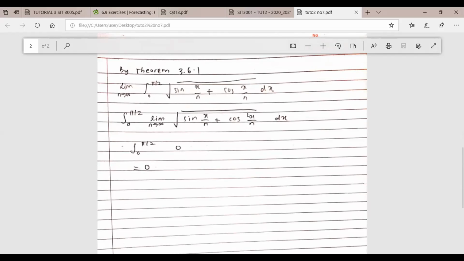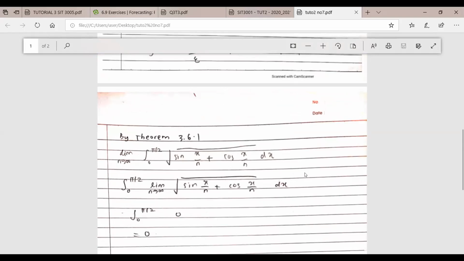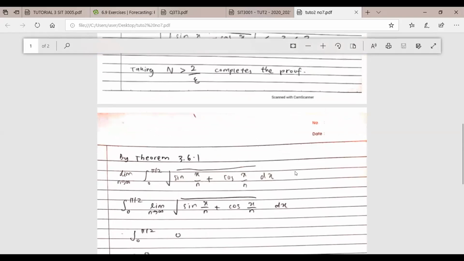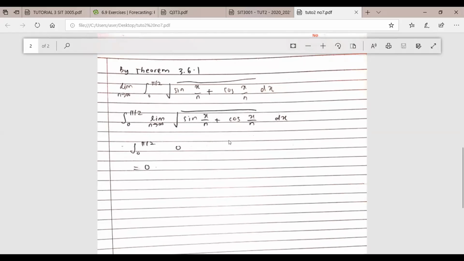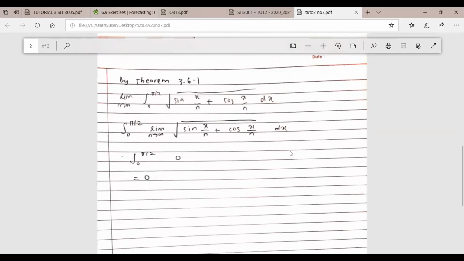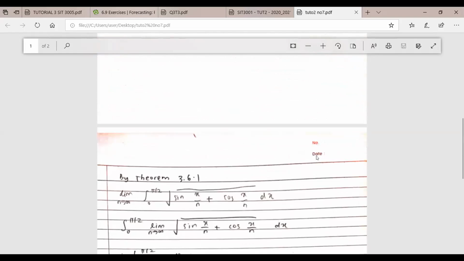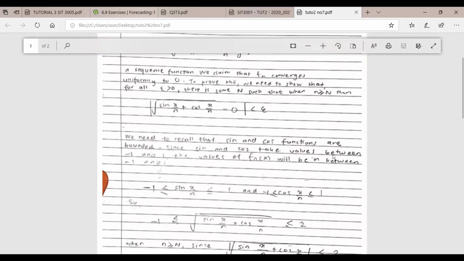Okay. You left out the dx for the second last step. Yeah, the integral of 0 to pi over 2 of 0 dx. You left out dx. Yeah, this one. There should be a dx. Okay. Just move a bit further up. A bit further up. Okay, yeah, a bit down.